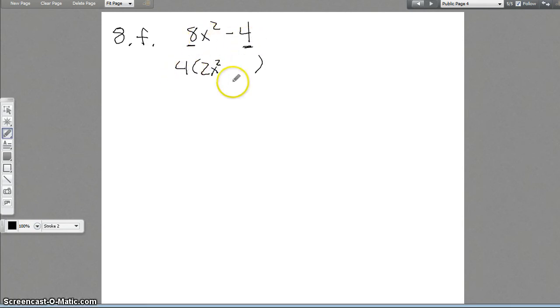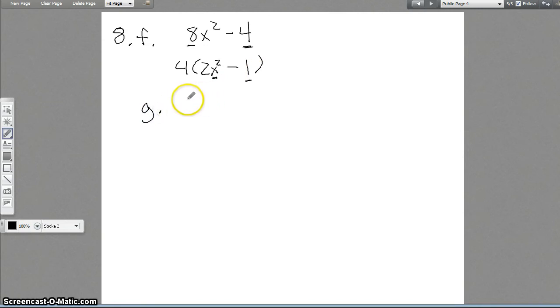4 times what is negative 4? Well, that would have to be a negative 1 because 4 times negative 1 is negative 4. And that's really as far as we can take this because we still don't have square numbers inside of our parentheses. The 1 is a square number and the x squared is a square number, but we can't write 2 as a square number. So 4 times the quantity 2x squared minus 1 is all that we can do with this one. So let's move on to part G.